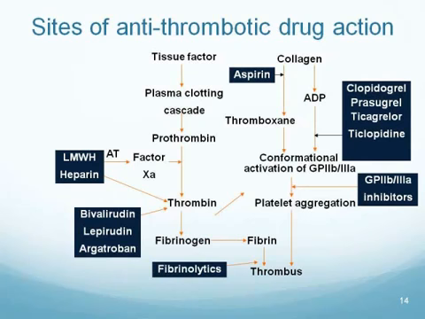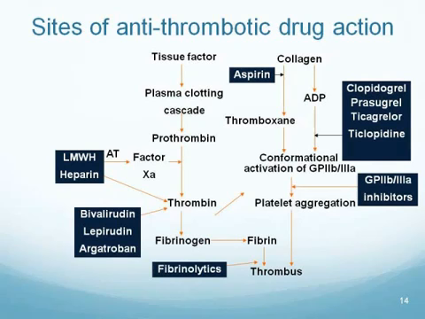On the right-hand side of this slide, we show really the role of the platelets. And platelets are activated by a number of different agonists: collagen, ADP, thromboxane. All of these particular agonists will cause a conformational change in the platelet itself, and that leads to platelet aggregation, which also is one of the foundations of a thrombus.